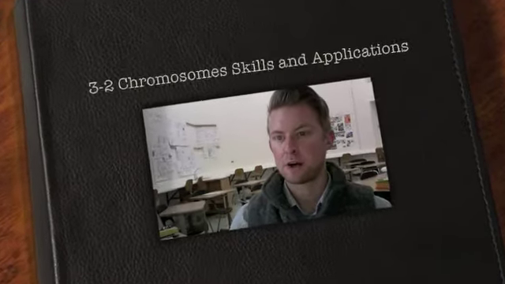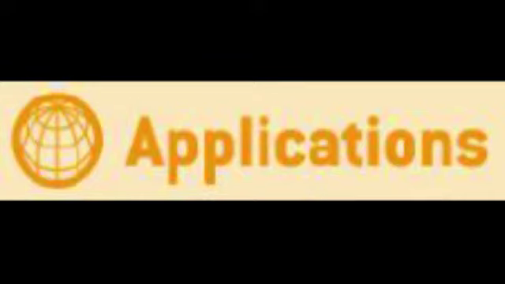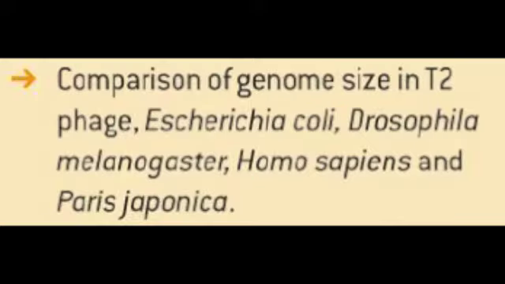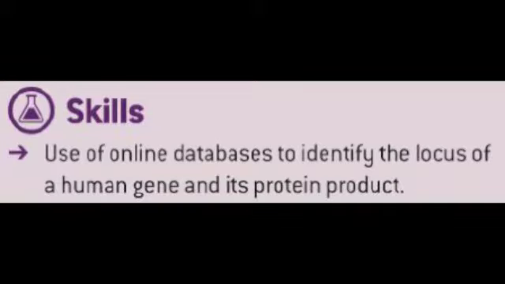The purpose of this video is to explain the applications and skills for topic 3.2 Chromosomes for the IB Biology exams beginning in 2016. In this video, we will cover the applications of comparing the genome size in 5 different organisms or things, the application for comparing the diploid number of chromosomes in 5 species, and the skill of identifying the locus of a human gene and its polypeptide.